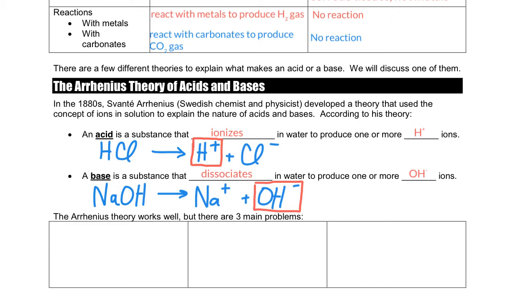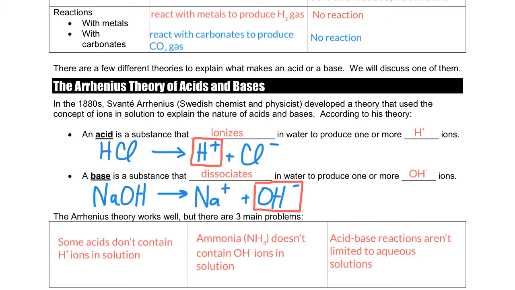Now, as I mentioned, this is one theory as to what an acid and a base are. And as with any theory, there are some problems. So the big three problems are there are some acids that don't contain H+ ions. So that's a big problem because according to this theory, acids produce H+ ions in solution. The other problem is there are some bases, like ammonia, that don't contain OH- ions in solution. Well, that's another big problem because that's the definition of a base according to this theory.